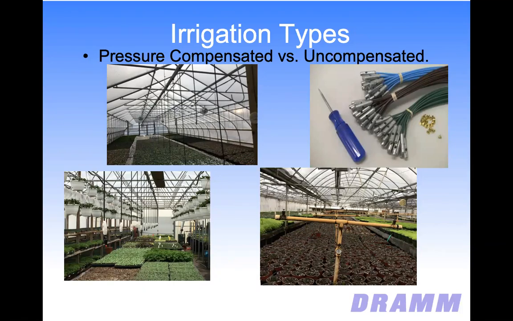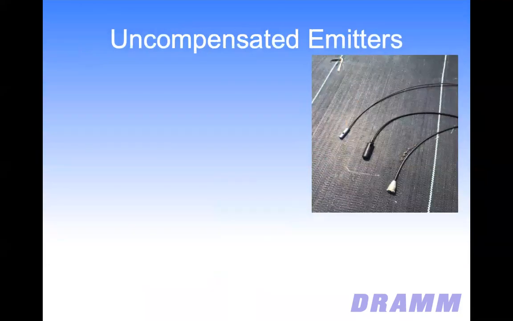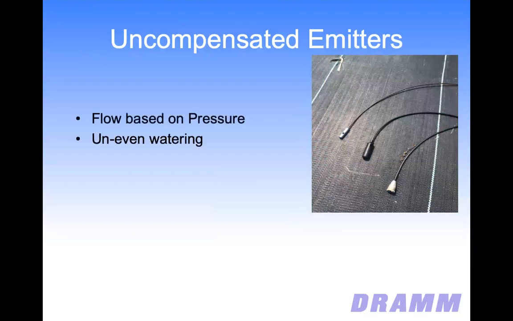as opposed to the pressure compensated drippers we see today, both for baskets and pots on a bench, as well as the overhead systems with the check valve. So these are the two kinds of irrigation that are still out there, the older being the uncompensated. With uncompensated emitters, these are all based on the diameter of the tube and the pressure that you're working with.